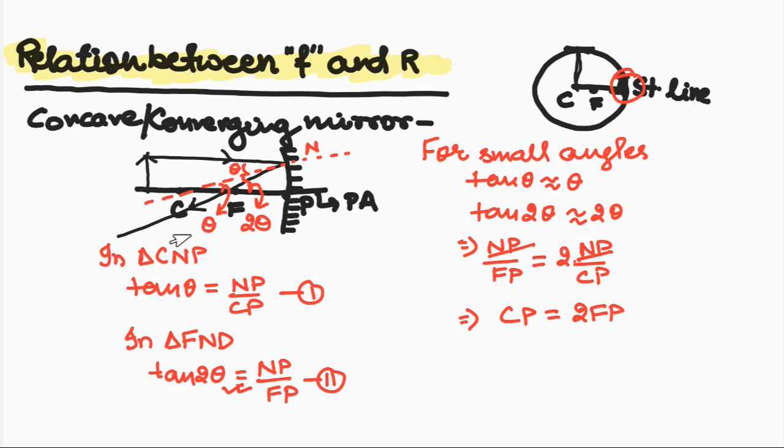Now students, you can see over here that CP is nothing other than the radius of curvature, so we can write R equals 2 multiplied by FP. FP is nothing other than the focal length, so we can write it as the focal length, small f. So we have come to the conclusion that the radius of curvature is equal to twice the focal length. So this is the proof of it. We have found the relation between focal length and the radius of curvature.